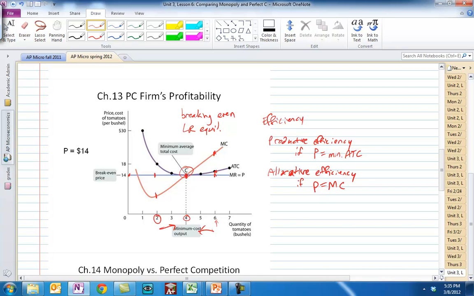So that's allocative efficiency. And what you probably noticed, hopefully, as I was going through this slide, is that perfect competition in the long run is both allocatively efficient and productively efficient, because the price is equal to the minimum average total cost and the price is equal to the marginal cost. Another way of thinking about that is all 3 of these intersect at the same point, which is the firm's quantity of output.